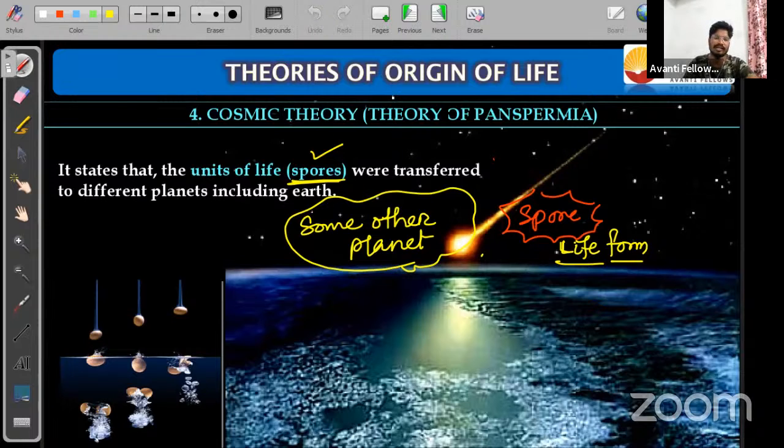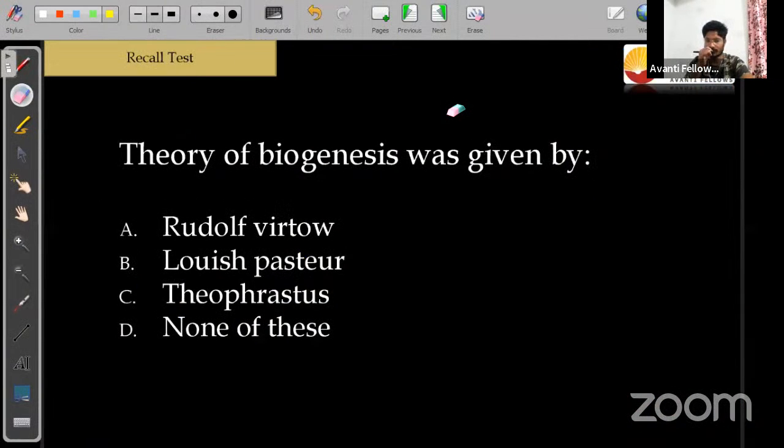Okay, let me erase this one. अभी आ जाते हैं, resume करके देख लो. Now here is a question for you people. Question is, theory of biogenesis was given by: option A Rodolphe Virtue, option B Louis Pasteur, option C Theophrastus, and option D none of the above. I'm launching the poll for the question. It's again a very easy question.